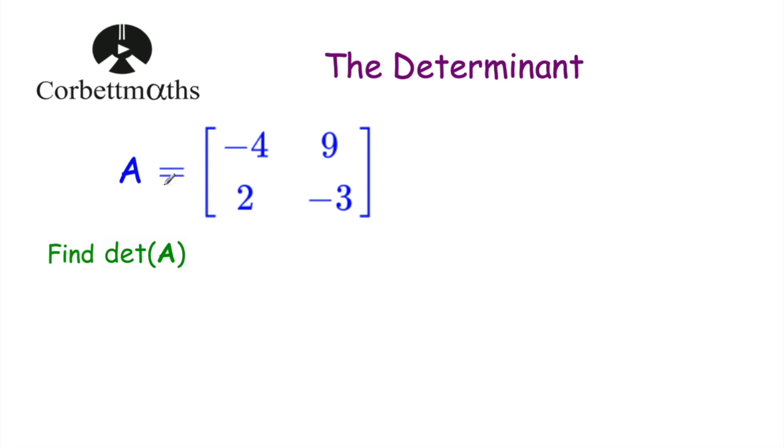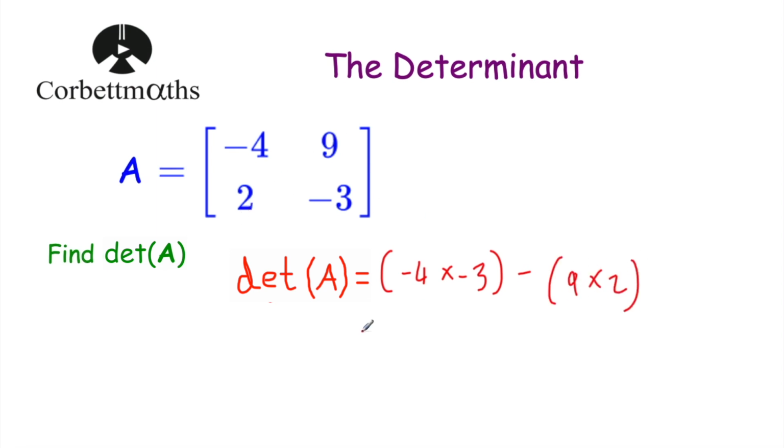So we've got here the matrix A is -4, 9, 2, -3. And we want to find det A, or the determinant of the matrix A. So we're going to do a times d, subtract b times c. In other words, -4 times -3, and subtract 9 times 2. So let's write that down. Det A is equal to a times d, so it's going to be -4 multiplied by -3, and we're going to subtract what we get when we multiply b and c together, so it's going to be 9 times 2.